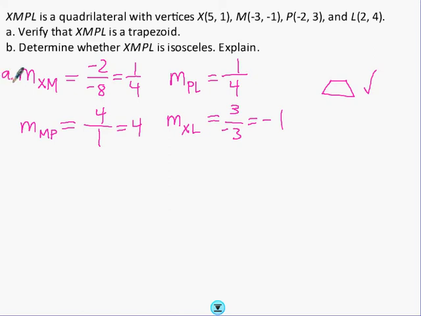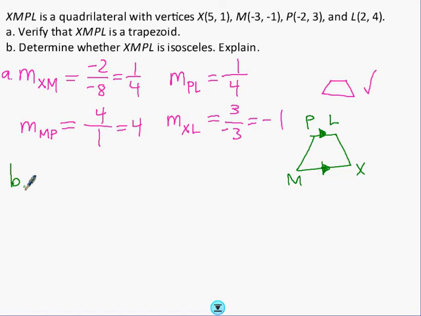Okay, this is part A, part B says determine whether it's isosceles. Well, again, an isosceles trapezoid is one whose legs are congruent. For the sake of making this easy on myself, I need to label this XMPL, and it's important that I realize that XM is a base and PL is a base because they're parallel to each other. Okay, I know these guys are parallel. So the legs, the ones that should be congruent, are XL and PM. So we're going to check those out.